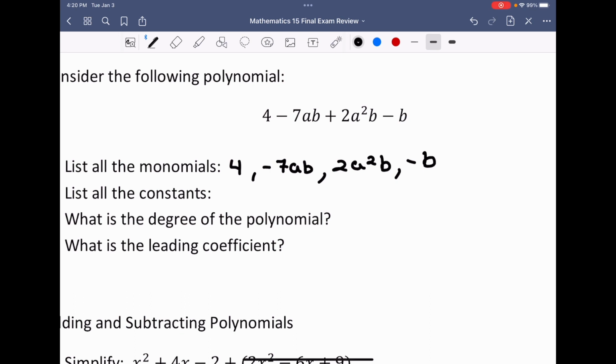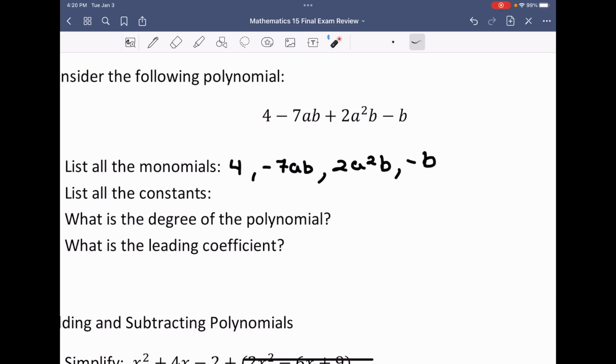Now, what we should recognize is that the sign goes with each of these monomials. So if it has the negative out front, like this here and like this here, that's going to follow it into the monomial. We wouldn't just list b because that sign is attached to whatever that monomial is or whatever is directly behind it.